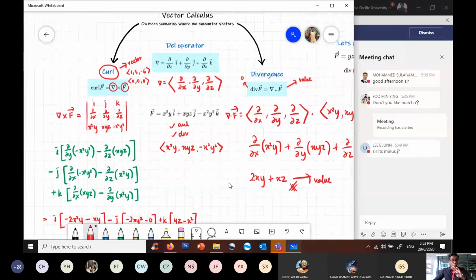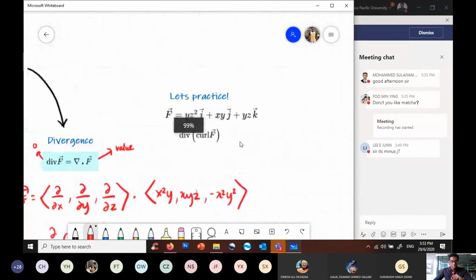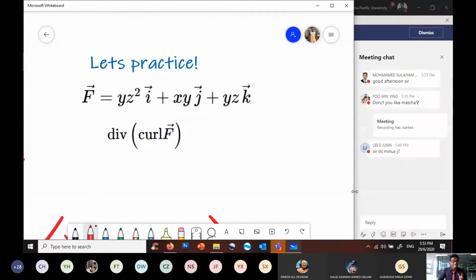I want you to try one question and that's all. One question and we call it a day. This is what I want you to find. I want you to find the divergence of curl F. Meaning that first find what is curl F. You will get a vector. Using that vector, find what is the divergence of that vector. Okay, so two steps. One example for you to recall back what is curl and divergence.